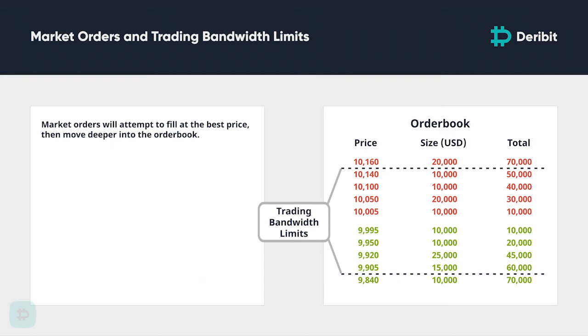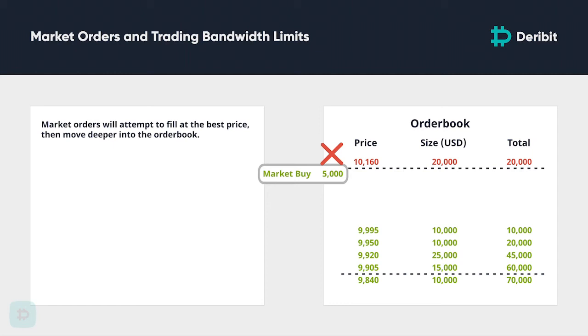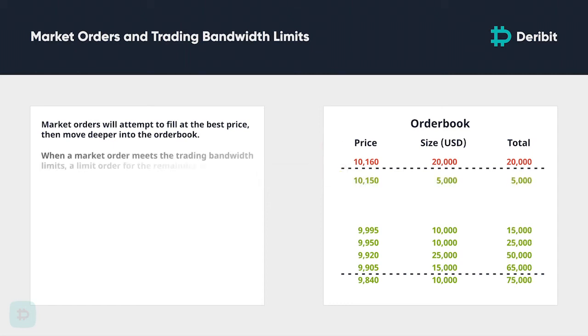The market order is saying, "I need to fill and I will take any price," and the bandwidth limit is saying, "You cannot execute at this price, it's outside the allowable range." When this happens, a limit order for the remaining quantity will be placed into the order book at the bandwidth limits, waiting to be filled. This way, it still obeys the bandwidth limit rules, but also gives the trader's full order a chance to fill, on a price throwback for example.